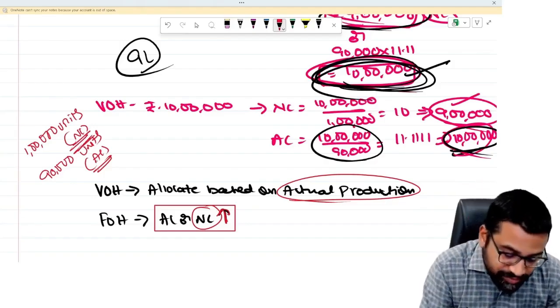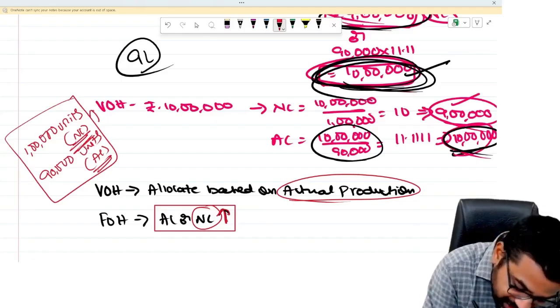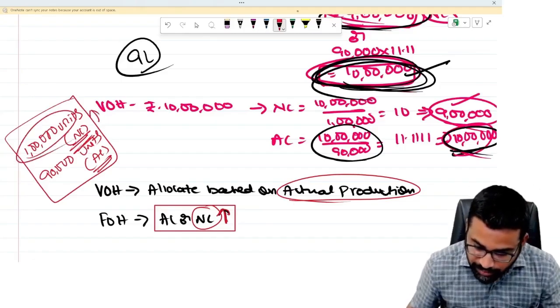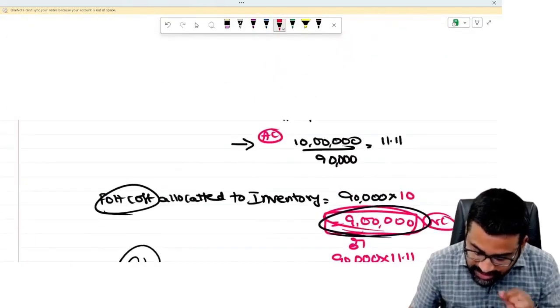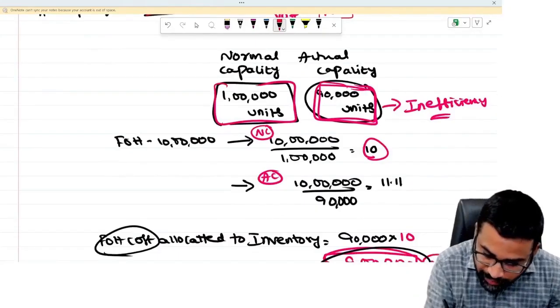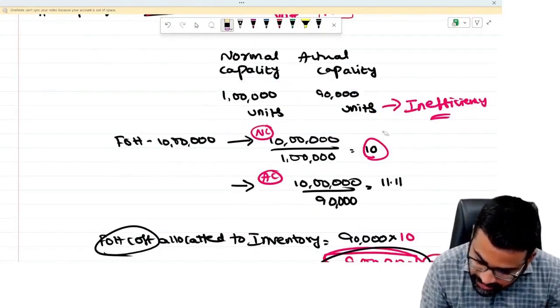Now the standard says whenever you are allocating fixed overheads, whichever is higher you take. That means based on 1 lakh units you allocate. Based on 1 lakh units you allocate. I have given one example also. See here what happens in this example. Suppose there is an entity.